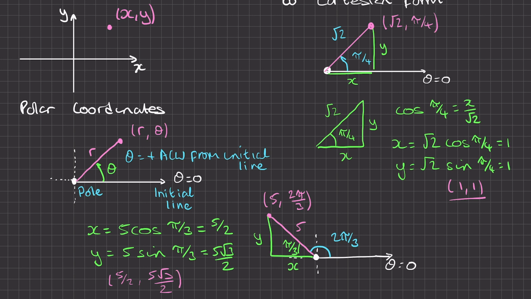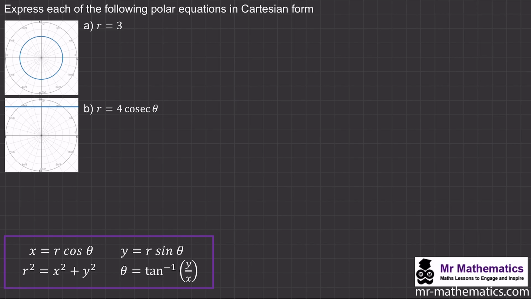So next we're going to look at converting between polar and Cartesian equations. Okay, so for the next part of our video, we're going to look at converting between polar equations to an equivalent Cartesian equation. So in example A, we've been given the polar equation that r equals 3, and this is represented by the circle on the polar grid here.